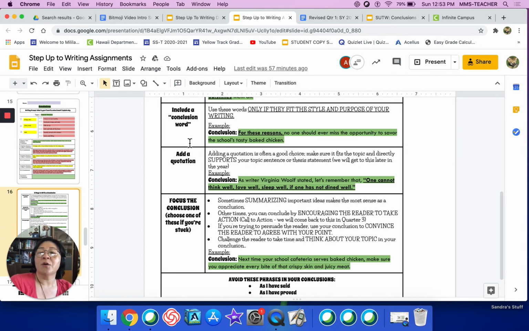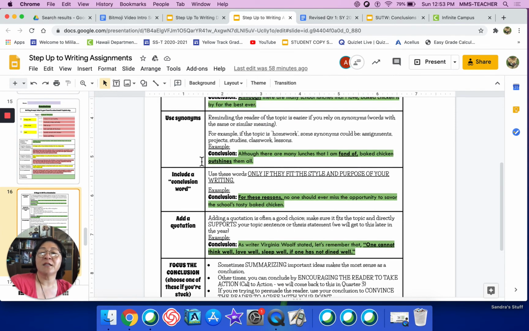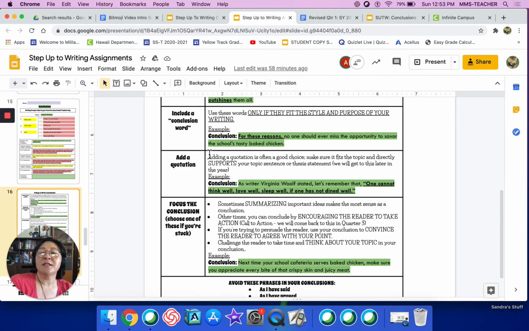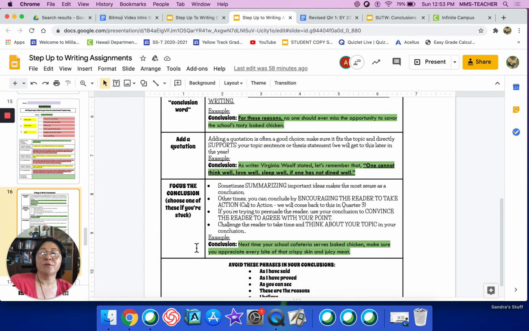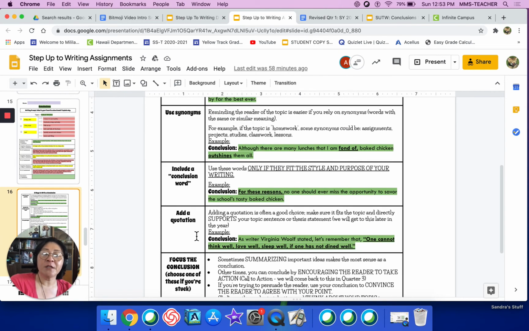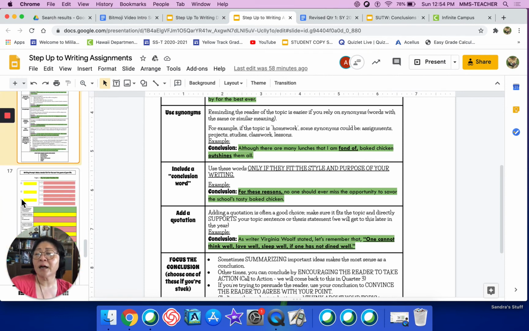Okay. So here is using synonyms. Here is an example of using a conclusion word. Here is an example of using a quote and then focusing on a conclusion. Okay? If you're really, really having a hard time, then you can choose one of these, but just maybe change the word order around so you're not plagiarizing or copying it exactly. Okay? Because this is practice for you. All right. I believe, yes.